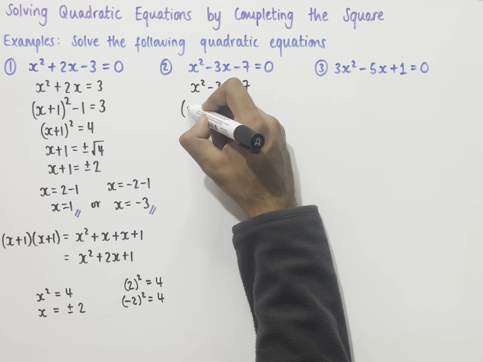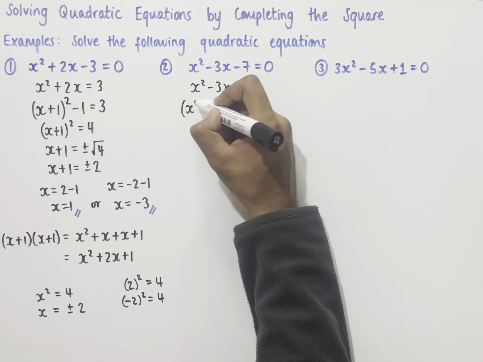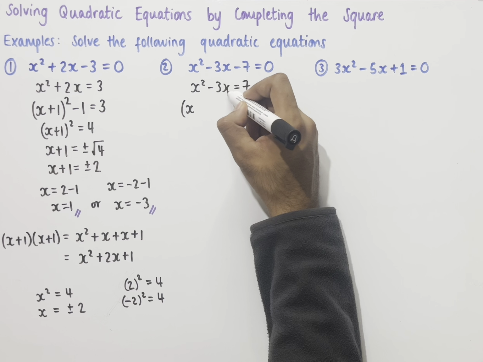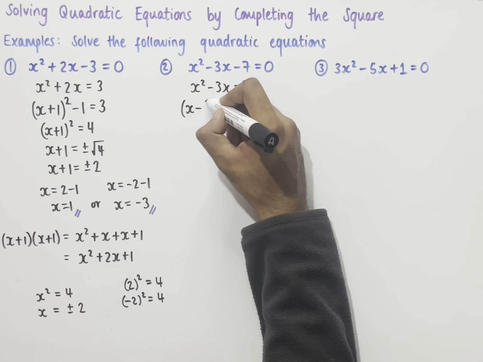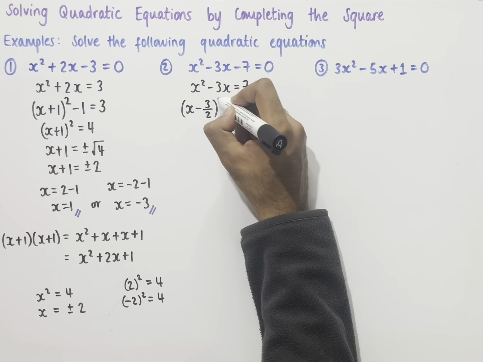So opening up a bracket, we write in the variable, which is x. We then look at the coefficient of the single x term, which in this case is minus 3, and then we half that. So halving that gives us minus 3 over 2. We then close the bracket and we add on a square.